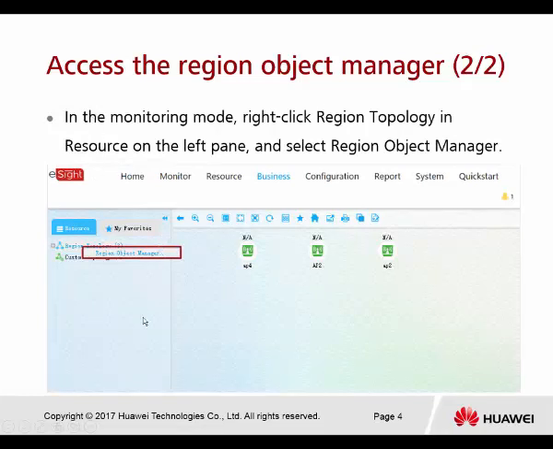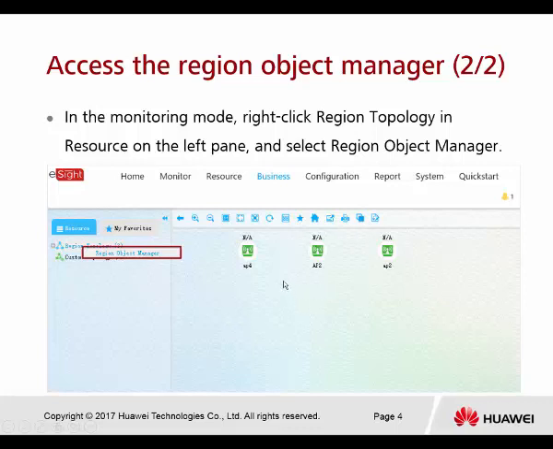So in the monitoring mode, right click. Okay, this is the monitor place. Right click the region topology. It will come out for you. Then select, on the left panel, the region object manager. We just select this one, then this will come out.